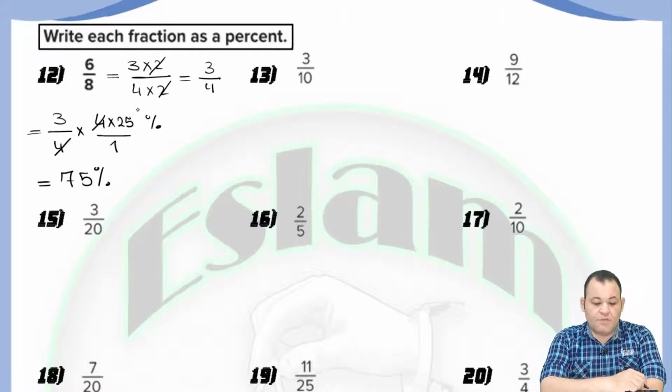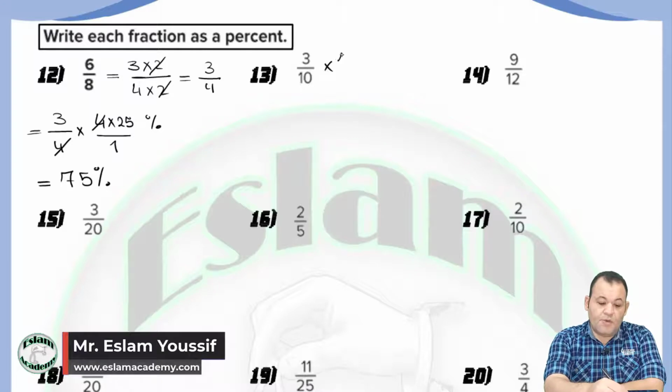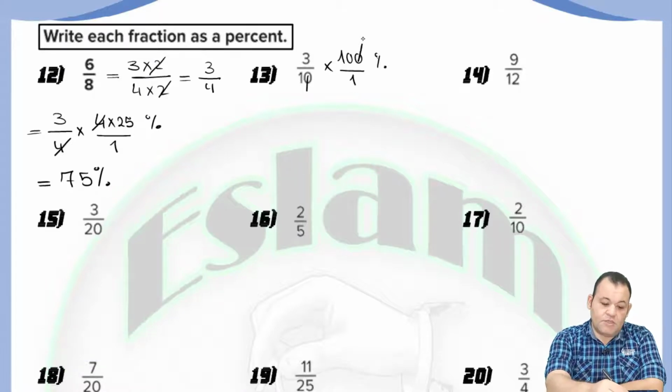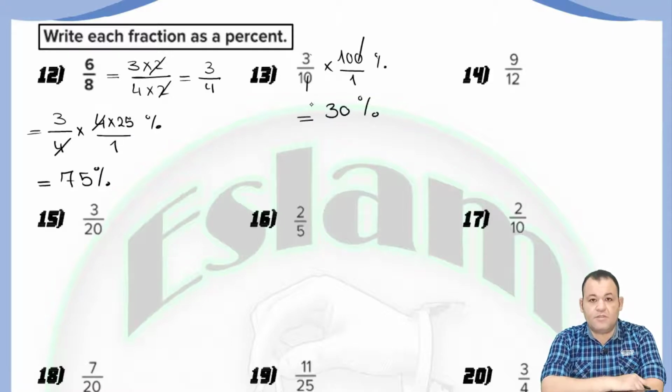Again, for question number 13. 3 over 10 is the simplest form. So we can multiply it by 100%. 100% will be 100 over 1. We can cancel out 0 and 0. So it will be equal to 3 times 10, which equals 30 over 1, which is equal to 30%.